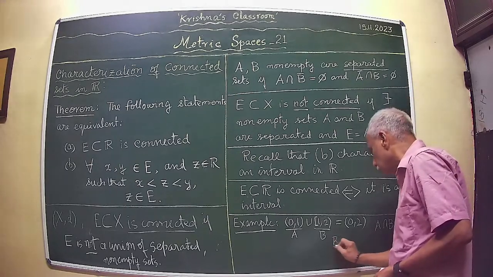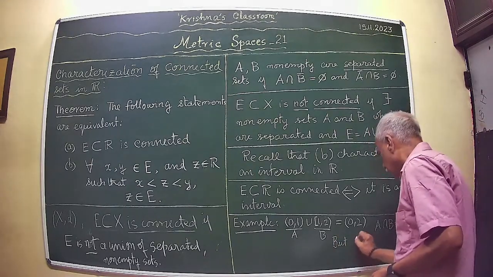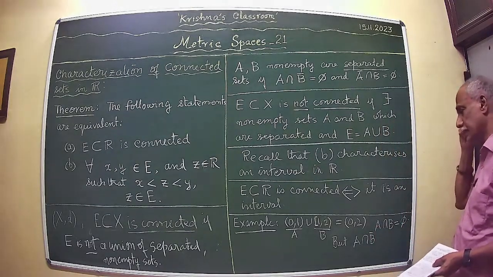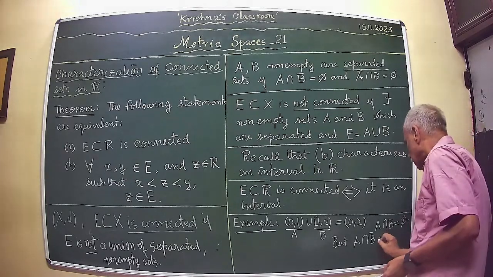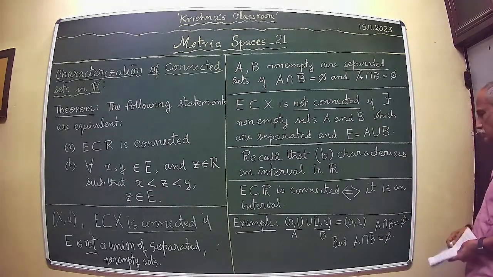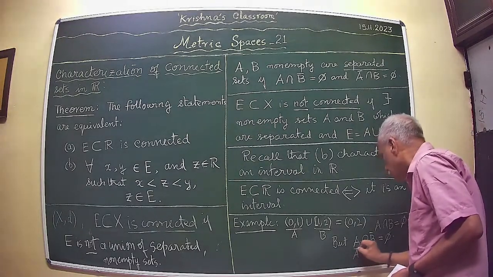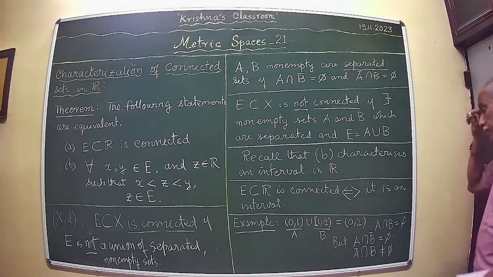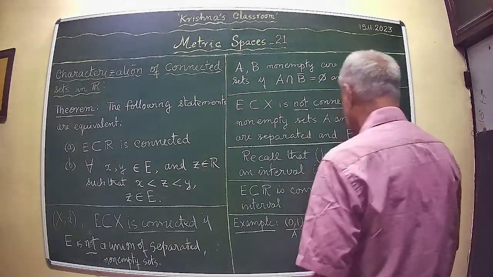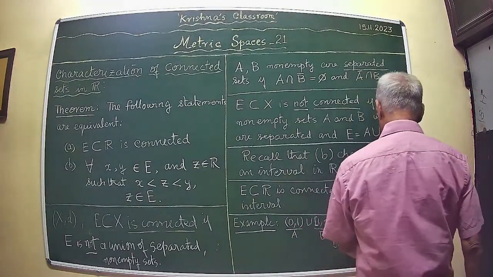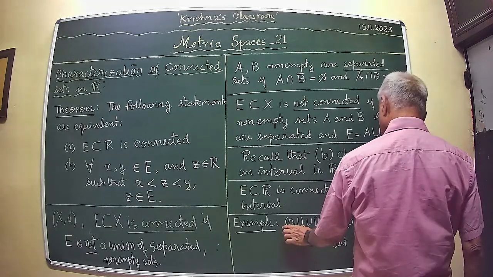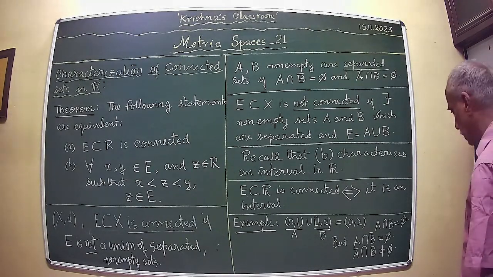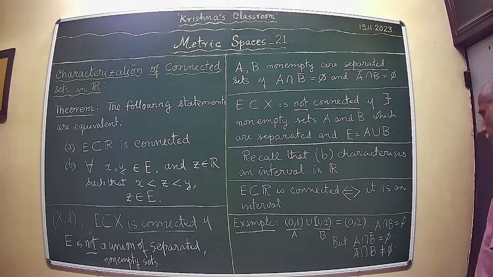But if I take A intersection B closure, that is also empty. And A closure intersection B is non-empty. Okay, so this can be written as the union of two separated sets. So what does this say? It says that these sets 0, 1 and 1, 2 are separated.